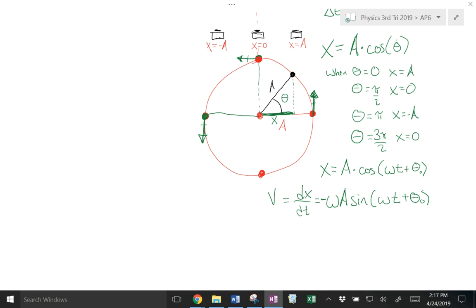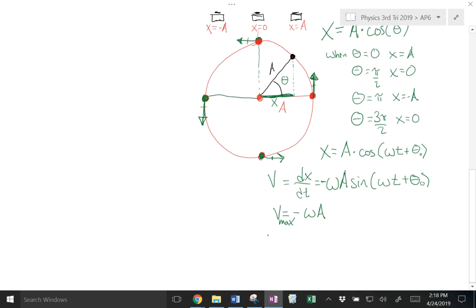Negative omega a sine pi over 2, that's just going to be negative omega a times 1. Okay, so when it's up here at pi over 2 for an angular displacement, you're going to have the maximum negative velocity. When you're down here at the bottom, you're going to be sine 3 pi over 2. You're going to end up with positive maximum velocity. But that's how we're getting the maximum velocity. And then we've got velocity.